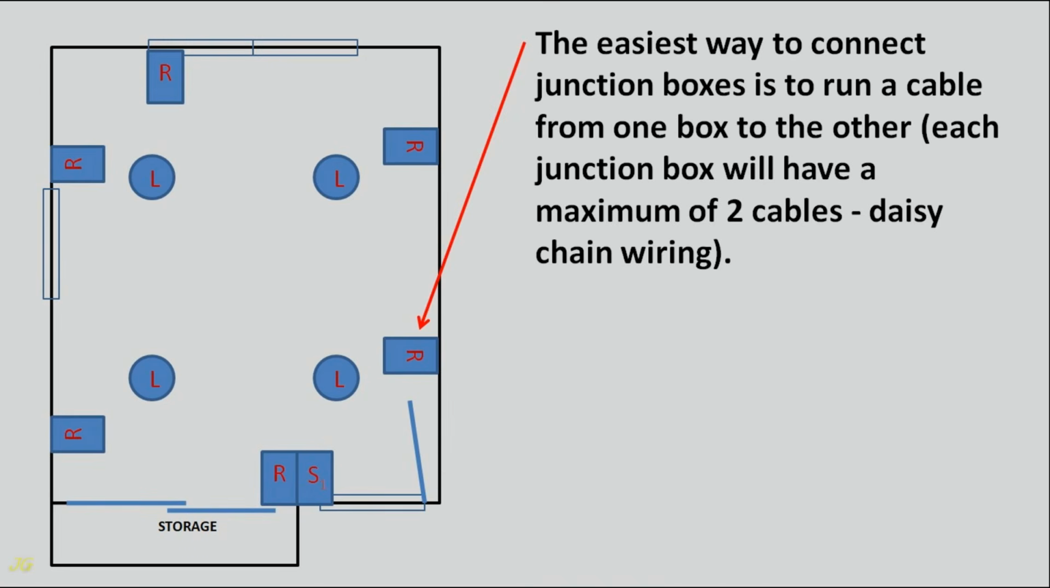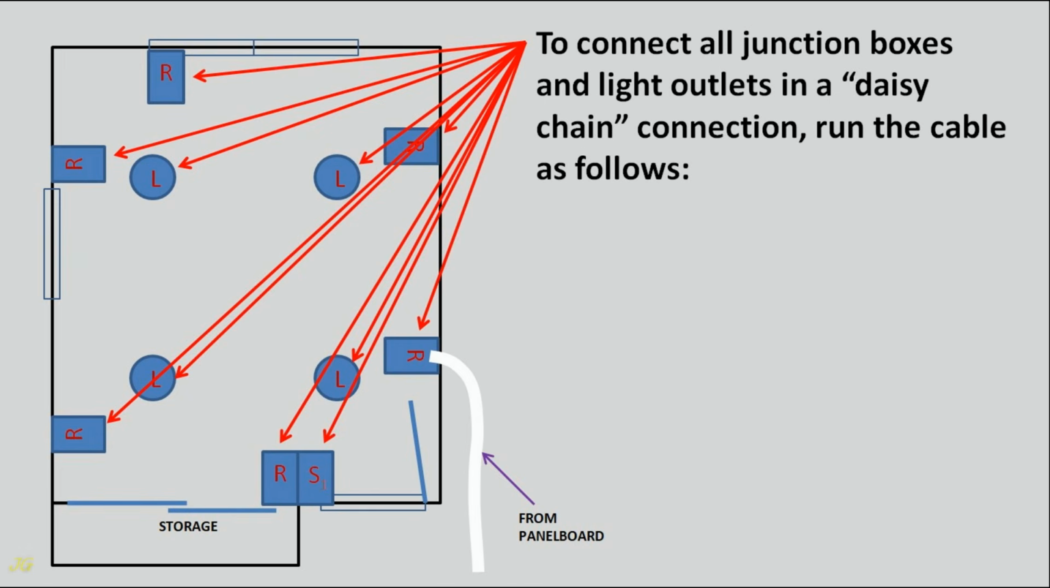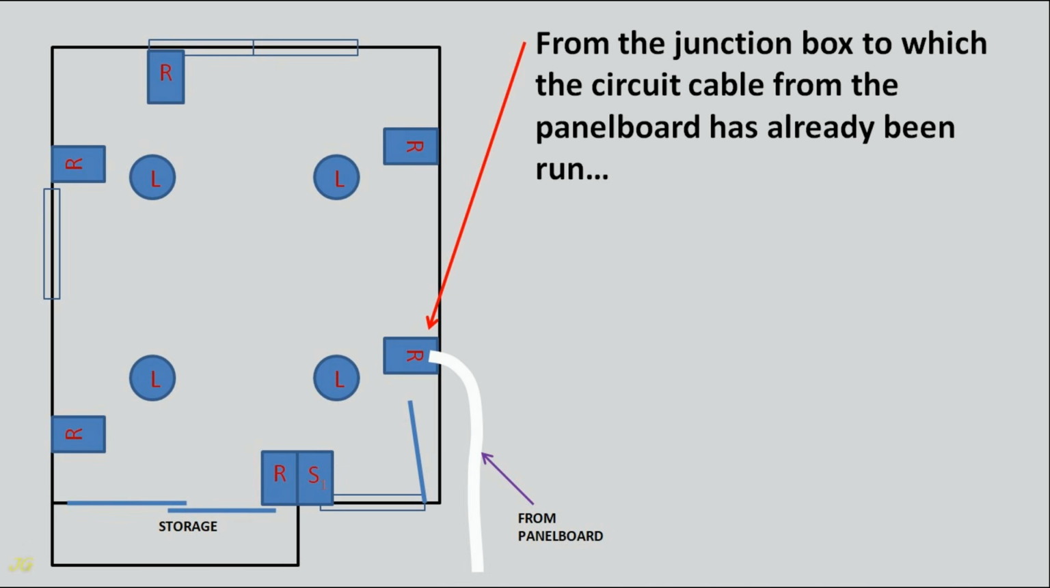The easiest way to connect junction boxes is to run a cable from one box to the other. Each junction box will have a maximum of 2 cables, daisy chain wiring. The 2 NM cable is installed from the panel board to the first receptacle junction box. To connect all junction boxes and light outlets in a daisy chain connection, run the cable as follows, from the junction box to which the circuit cable from the panel board has already been run.